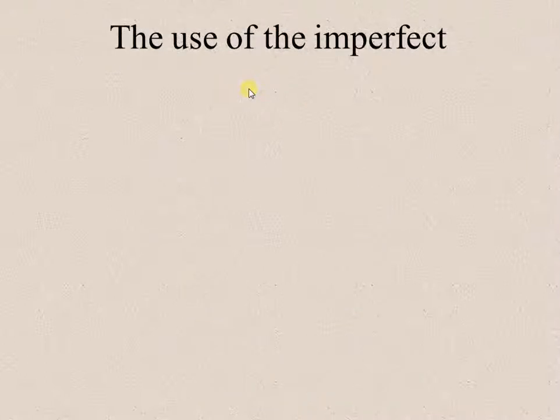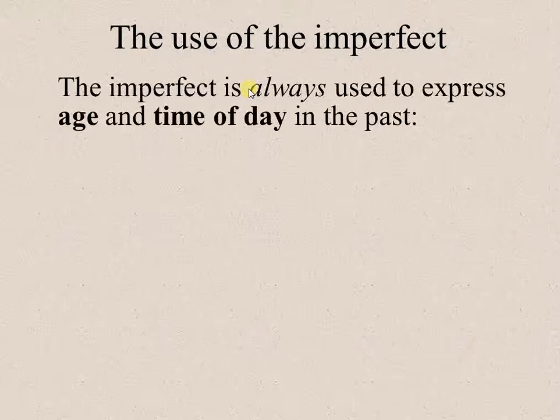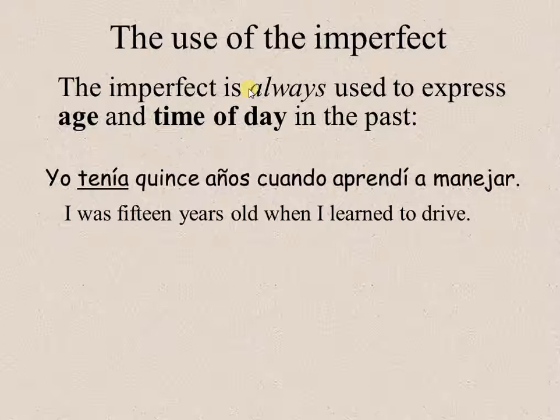Now let's go back to the use of the imperfect and try to understand the imperfect. The imperfect is always used to express age and time of the day in the past. This is a set stone rule. So remember, every time you talk about age in the past tense or time of the day in the past tense, you need to use the imperfect. For example, I was 15 years old when I learned to drive. So since I'm talking about my age in the past, I had to use the imperfect. Yo tenía 15 años cuando aprendí a manejar.